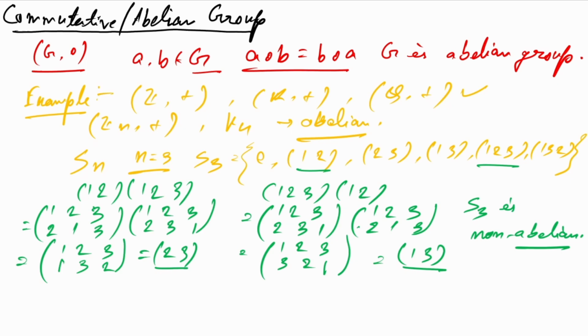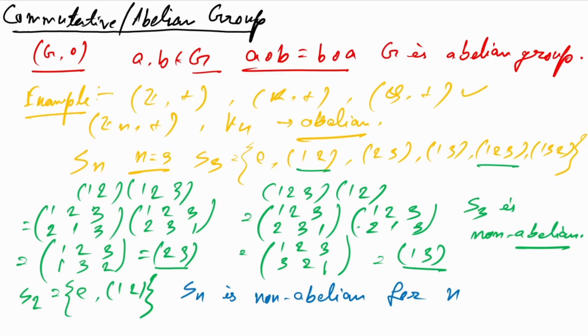non-abelian. But if you take S2, that is equal to E comma (1 2), only these two elements, you can check this S2 will be abelian. So try this example and verify that S2 is abelian. So from this example, we get a result, that is Sn is non-abelian for n greater or equal to 3.